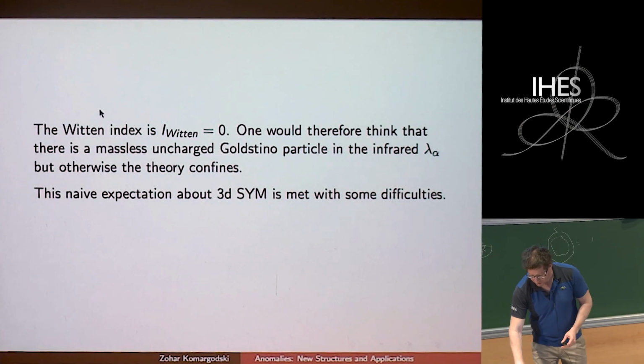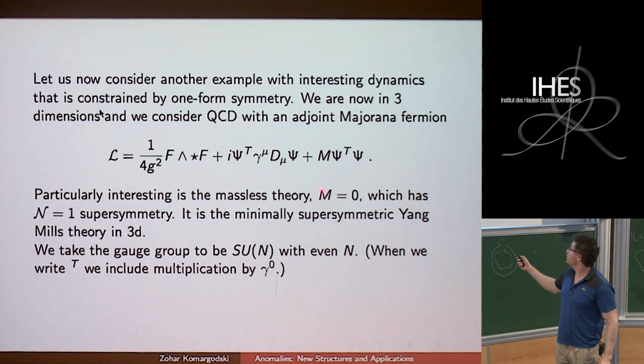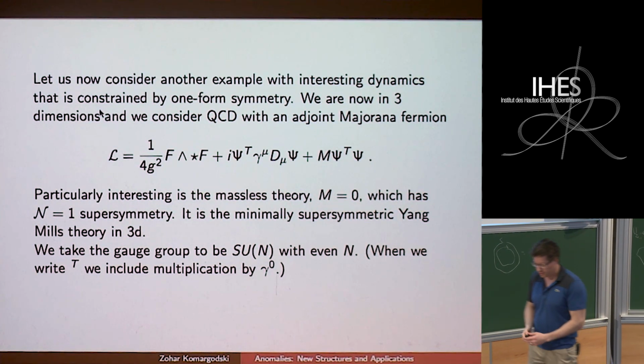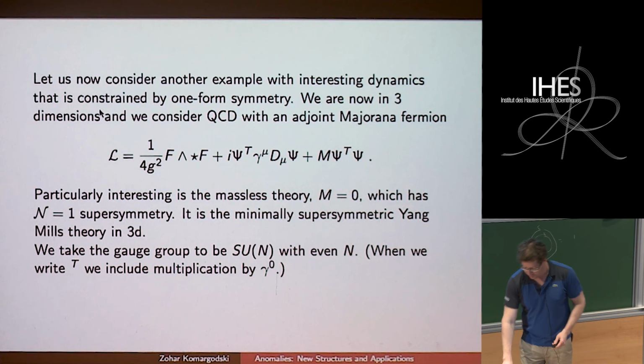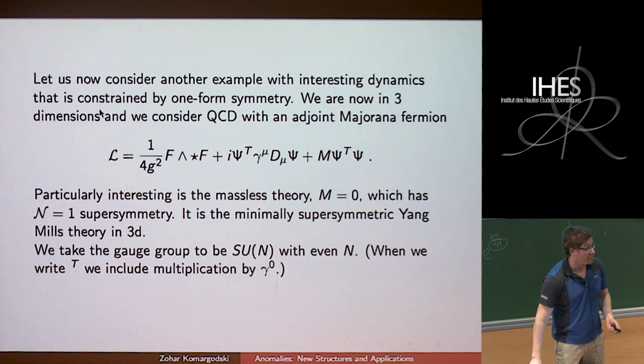Say again? For any mass? Oh, no, this is just for capital M vanishing. Of course, thank you. Just for vanishing capital M. That's where this argument about the Witten index can be made. That's the only case where it's actually accidentally supersymmetric.